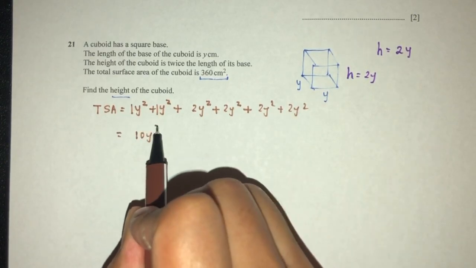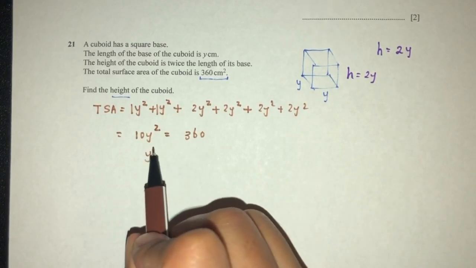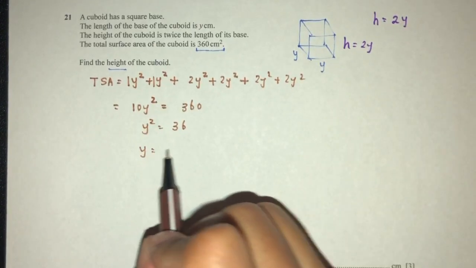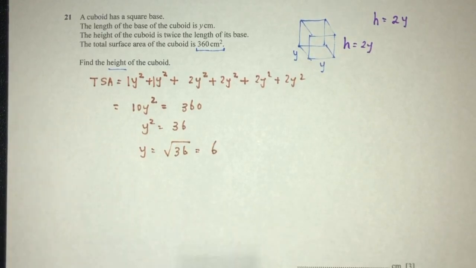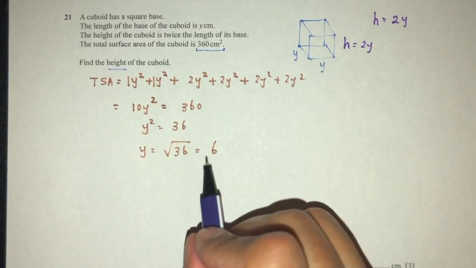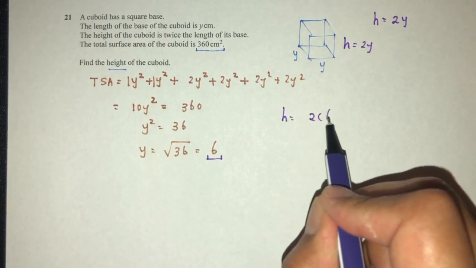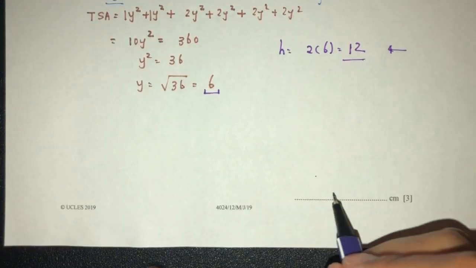So 10y squared is equal to the surface area, which is 360. So y squared will be 36. So y will be root of 36, and that will be the value of 6. Because y is a length, it cannot be negative, so y will be 6. But the height is actually 2 times y, 2 times 6, that will be 12. So 12 will be your answer for question 21.